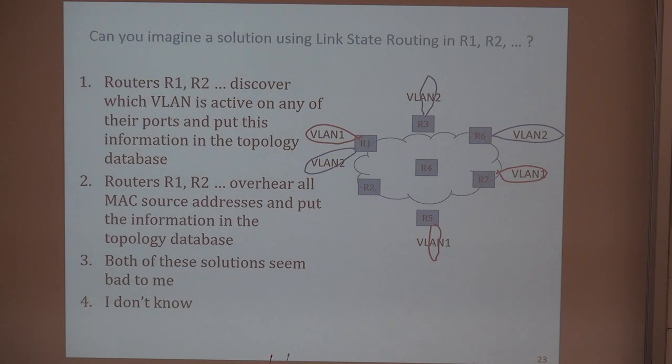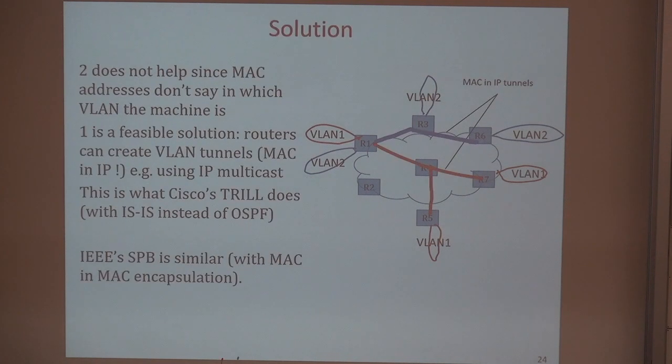Let's see what is the industry solution. So you are right if you didn't like any, but perhaps you should talk to Cisco because they propose one. So solution one is what is used in one of the solutions I mentioned. Two doesn't help because if you just propagate the MAC addresses of this guy, you propagate this to all of the routers. So what is the problem?